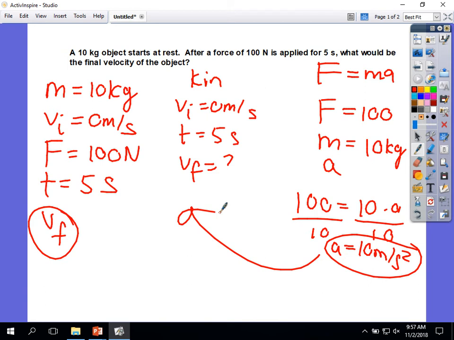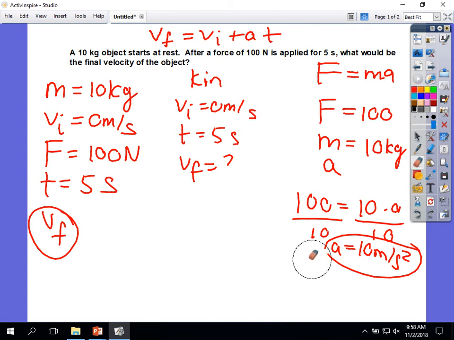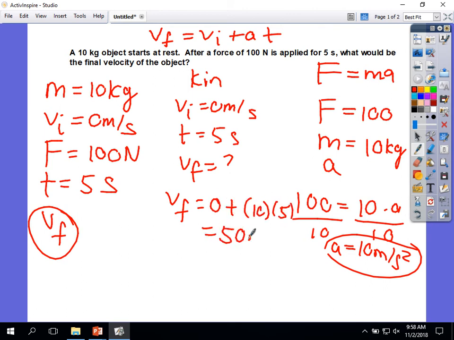What equation can I now use? Well, this is the only equation that has all 3 variables that I have and has the variable I'm looking for. So it would just be VF equals 0 plus 10 times 5. I would be going 50 meters per second. Okay. So that is our connection between the two: acceleration connects our kinematic equations to our force equations.